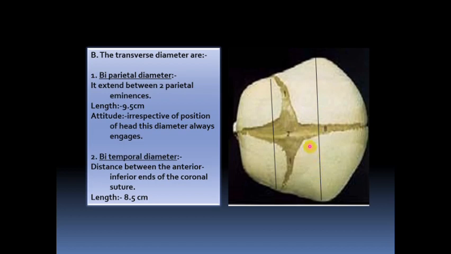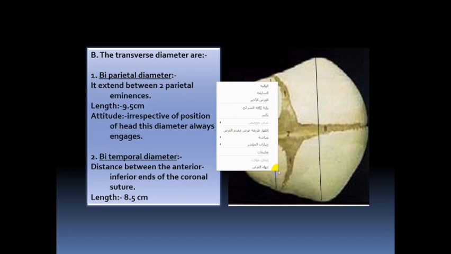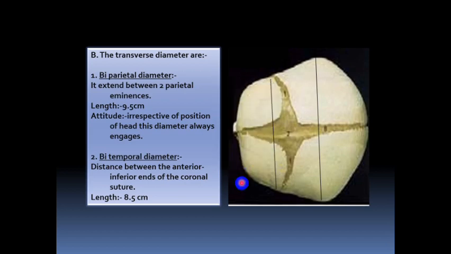If this diameter passes through the pelvic inlet, it indicates that the fetal head is engaged. The second diameter is the bitemporal diameter, which is the distance between the anterior and inferior ends of the coronal suture. It is 9.5 centimeters.